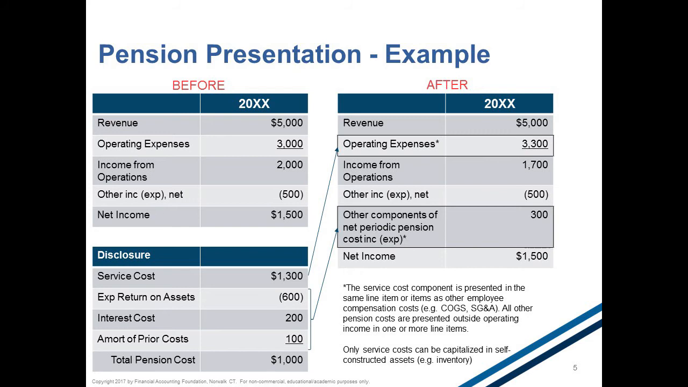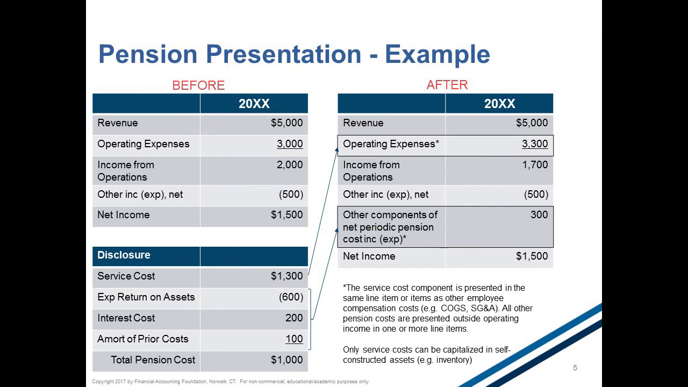We also specified that gains and losses from any curtailments or settlements and certain termination benefits related to the pension plans will also all be shown outside of operating income. So you could see in our example on this slide that the $300 overall benefit being provided by the other components of pension cost are no longer included alongside other compensation expenses.